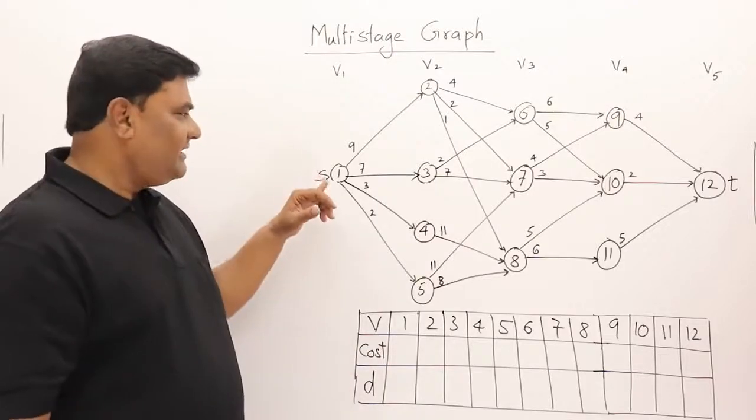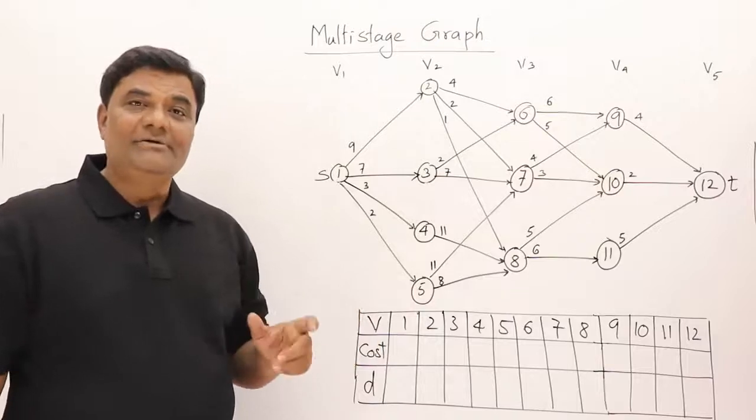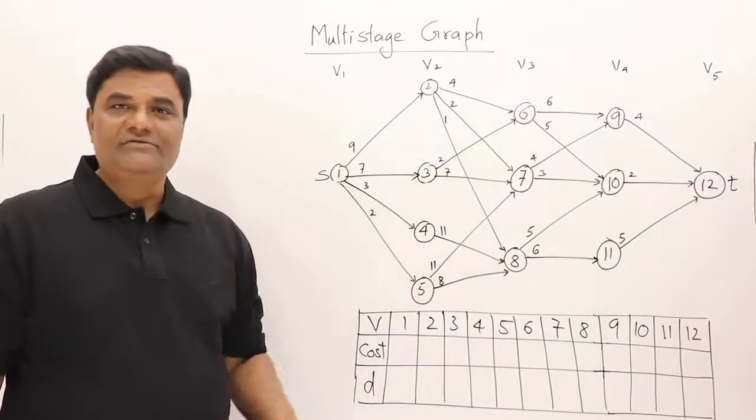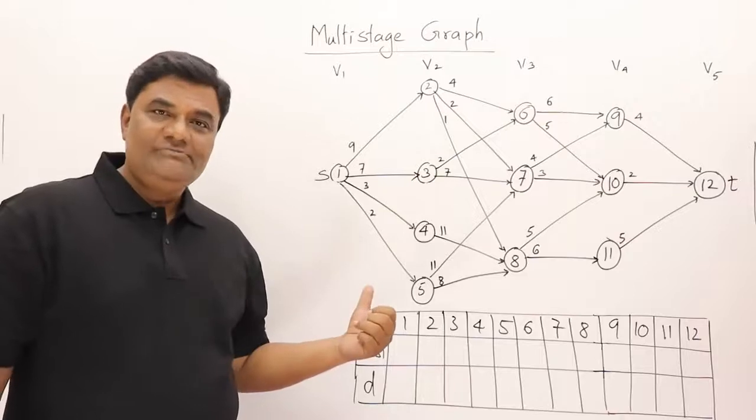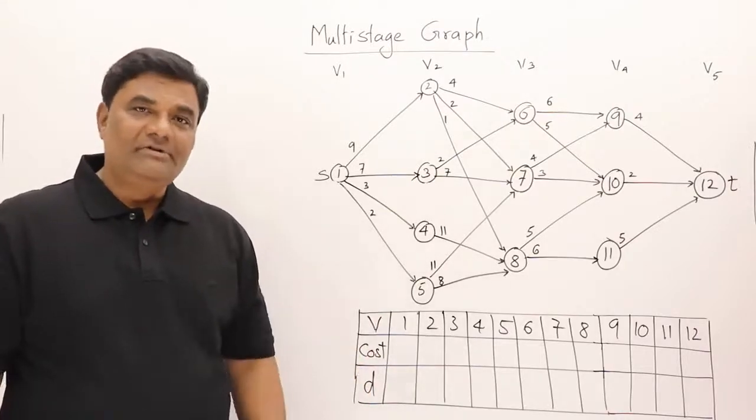So here there are various paths from source to sink. I have to select the path which is giving me minimum cost. This is the objective of the problem. So it's a minimization problem, that is an optimization problem. The problem can be solved using dynamic programming.